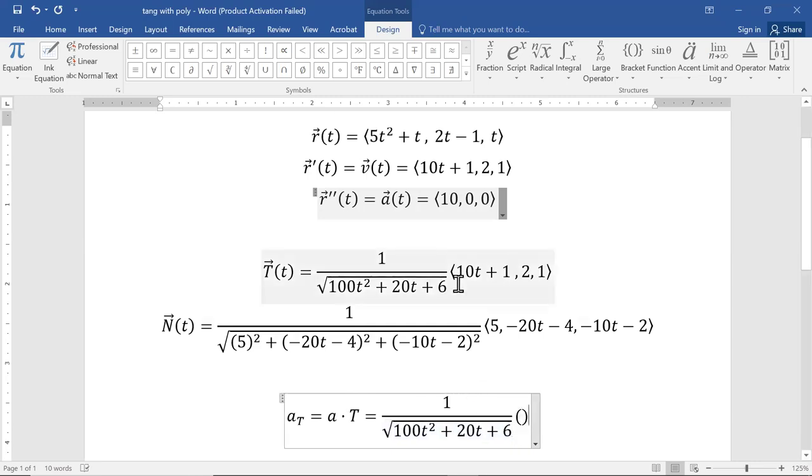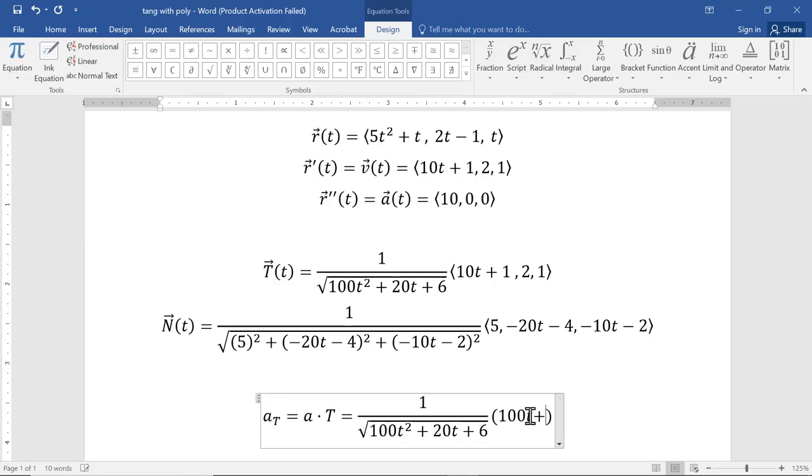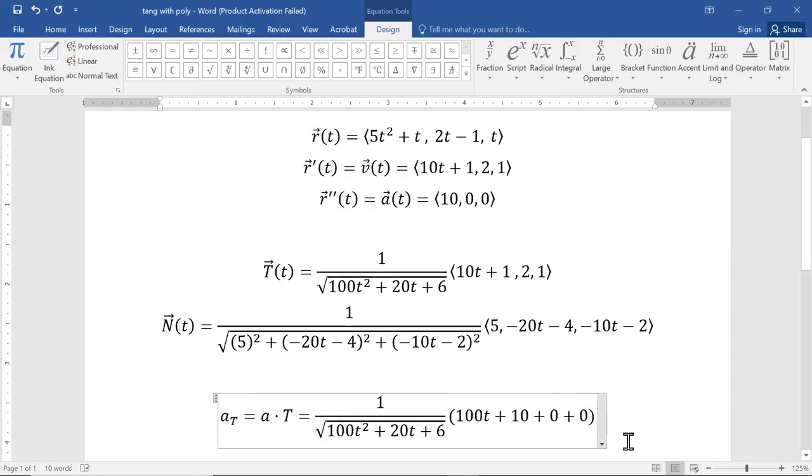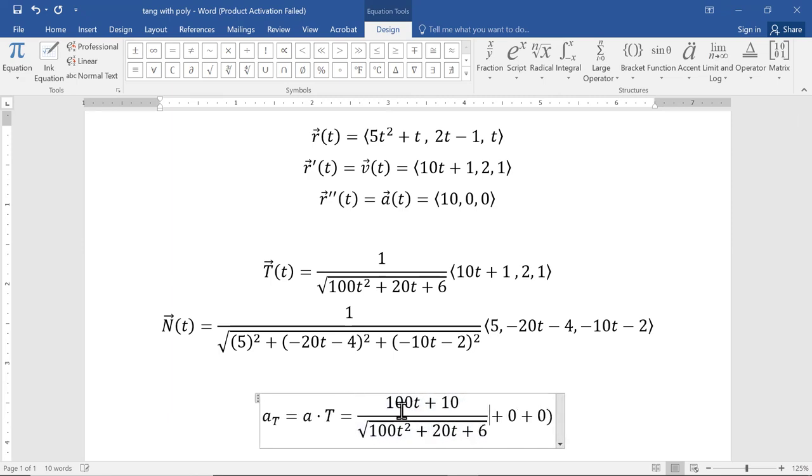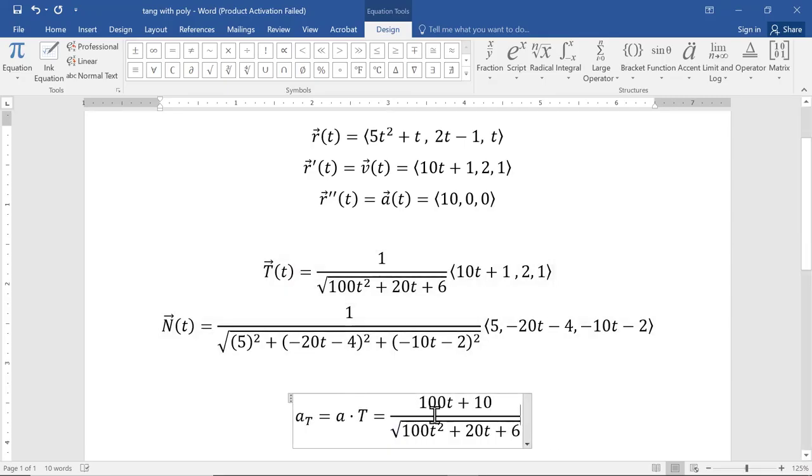but dot product 10 times 10t plus 1 gives me 100t plus 10, but 0 times 2 gives me 0. 0 times 1 gives me another 0. So I end up with 100t plus 10 divided by this ugly square root when I do the dot product. So that was pretty quick.